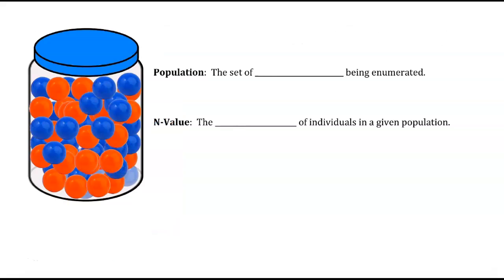With data, we are always interested in what's called a population. A population is the set of individuals that are being enumerated. This could be humans, animals, or inanimate objects like gumballs. In this example, the population is all gumballs in the jar.